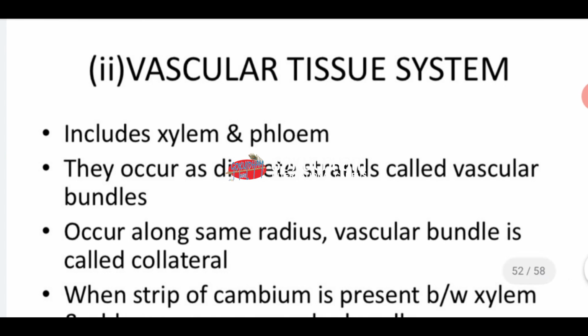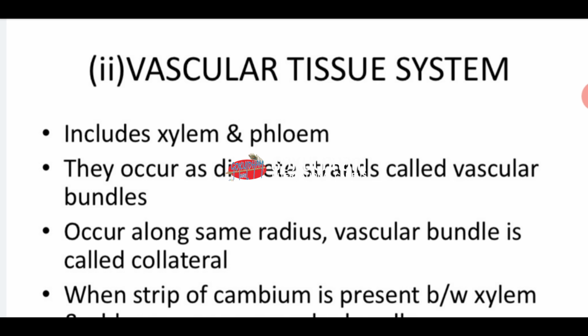Now the next type of tissue system is the vascular tissue system. It includes the xylem and phloem. We know what the function of xylem is and what the function of phloem is. They occur in discrete strands called vascular bundles. Means the xylem and phloem occur in discrete strands which we call vascular bundles.